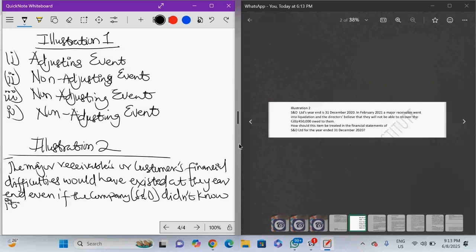It's just about them not paying their receivables, right? So what do we do to it? We adjust it in the financial statement. Non-adjusting event, we don't adjust; adjusting event, we adjust it in the financial position or the financial statement. The financial statement should be adjusted.